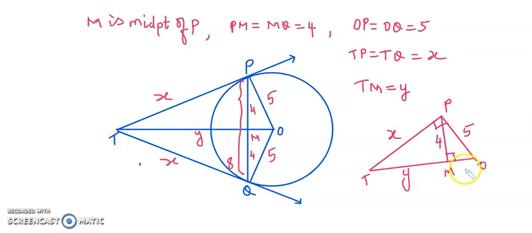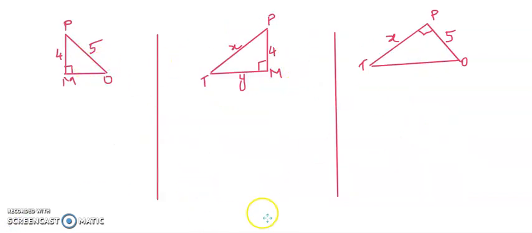Right? So first thing that we are going to do is talk about the triangle PMO, where we'll apply Pythagoras theorem to find OM. Then we'll put Pythagoras theorem for PMT, which is again a right angle triangle. And then the final Pythagoras theorem will be in the triangle TPO, and we'll do the substitution. Clear?